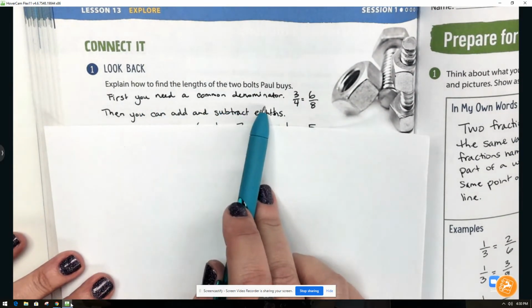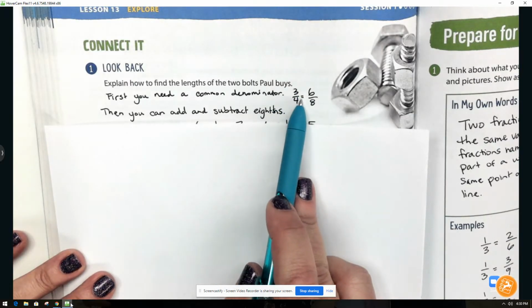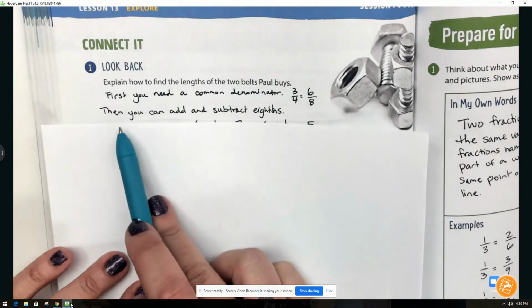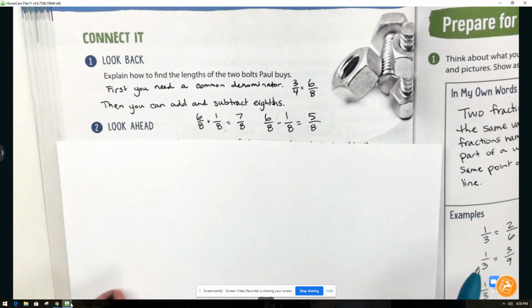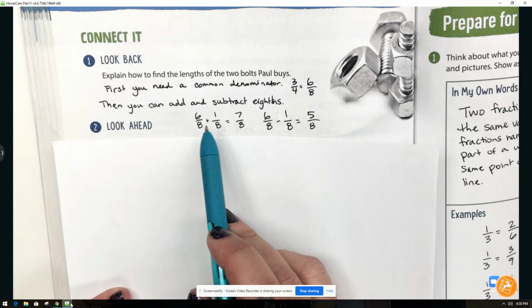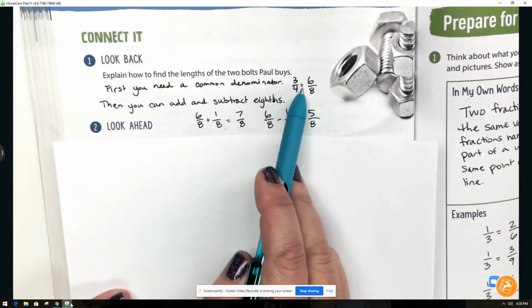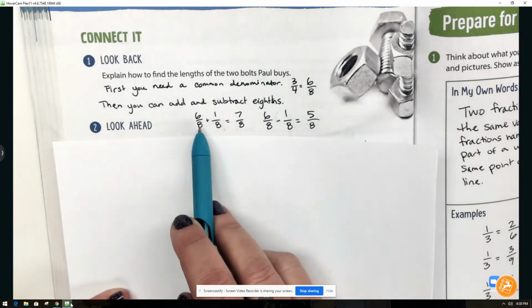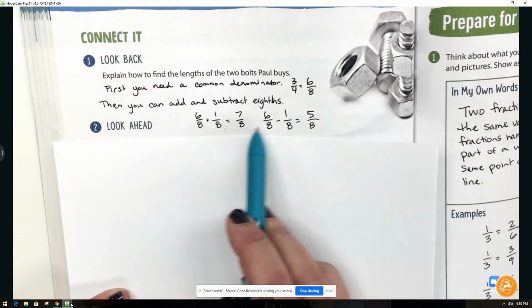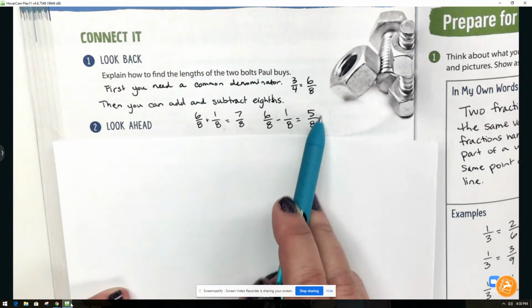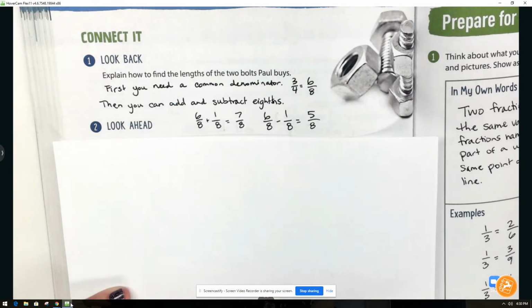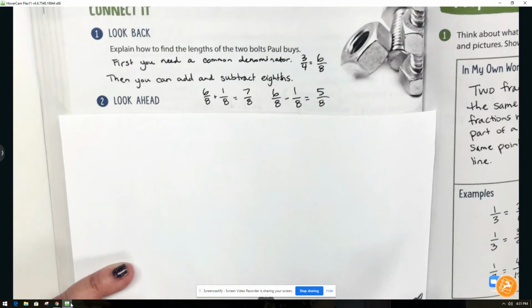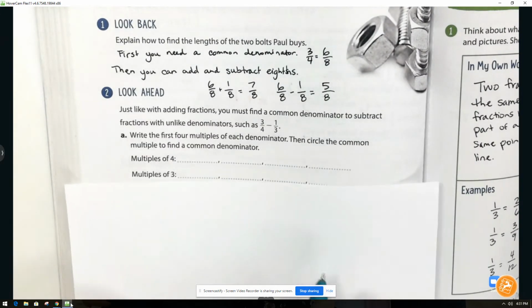First, you need a common denominator. So we found out that 3/4 was equal to 6/8. Then we could just add and subtract the eighths from the 6/8. I drew the picture, but we could have done it without the picture just by turning this 3/4 into 6/8, and then 6/8 plus 1/8 was 7/8, and 6/8 minus 1/8 equals 5/8. So some of you may have just done that and not worried about drawing the picture, which is 100% okay.